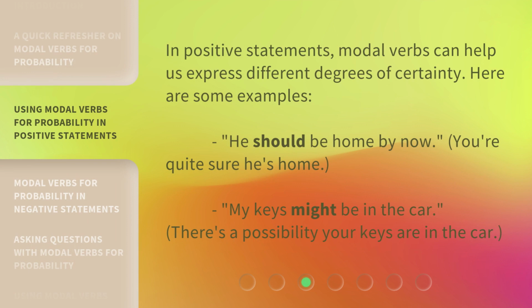In positive statements, modal verbs can help us express different degrees of certainty. Here are some examples. He should be home by now. You're quite sure he's home. My keys might be in the car. There's a possibility your keys are in the car.